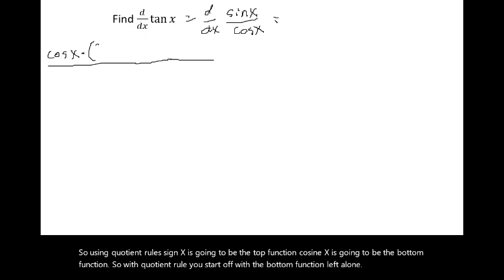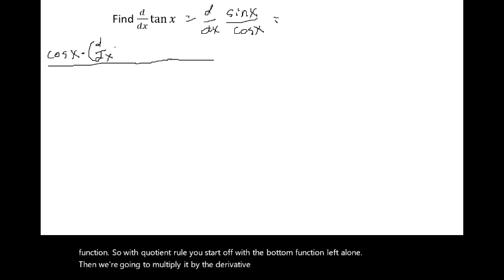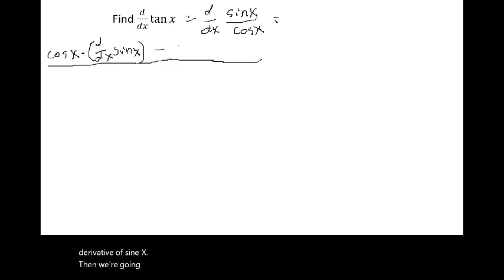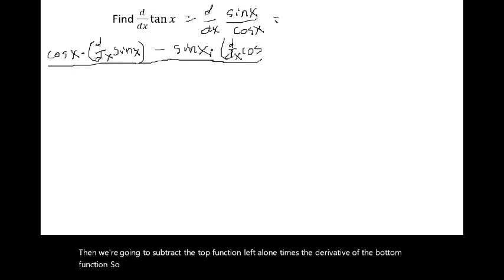Then we're going to multiply it by the derivative of the top function, so we will multiply it by the derivative of sine x. Then we are going to subtract the top function left alone times the derivative of the bottom function, so times the derivative of cosine x, all over the bottom function, cosine x squared.